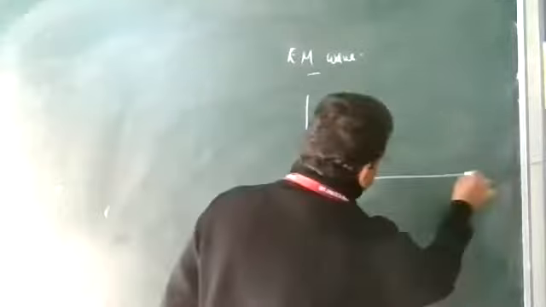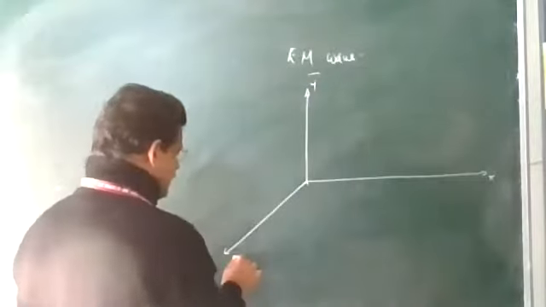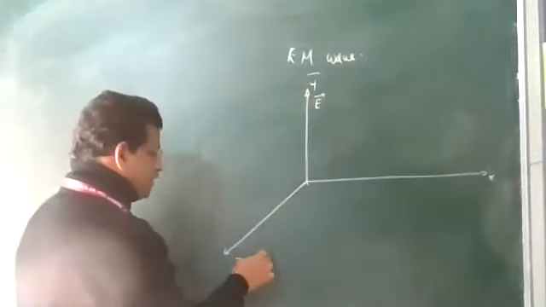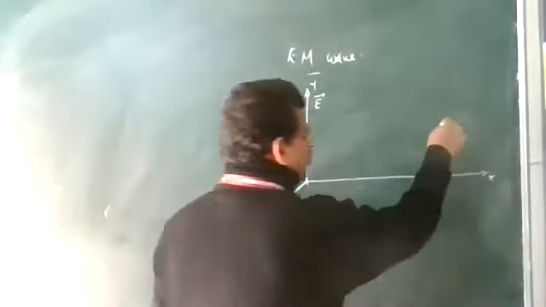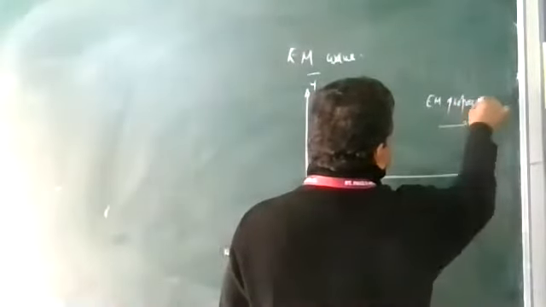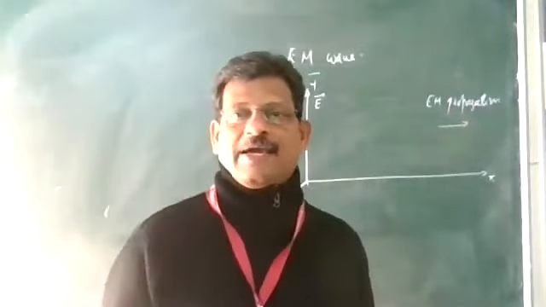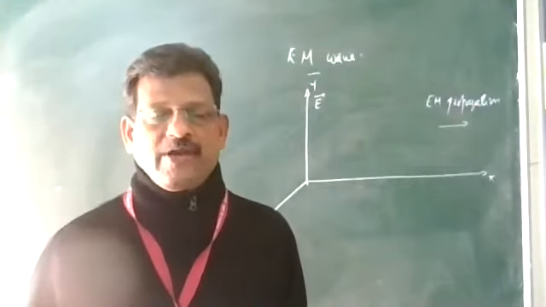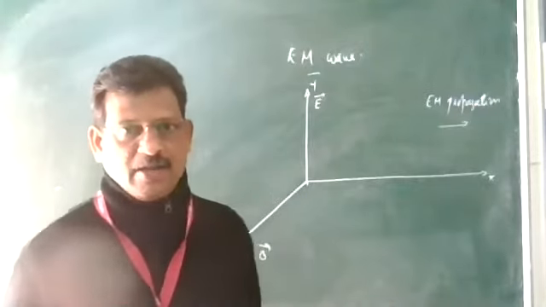X-axis, y-axis and z-axis. Suppose the electric field is along the y-axis, the magnetic field is along the z-axis, and EM wave propagation is along the x-axis. So the electric field and magnetic field vary just like a sine function, wave equation y equals a sin(ωt − kx) or (kx − ωt). I'll write the equation of the wave.